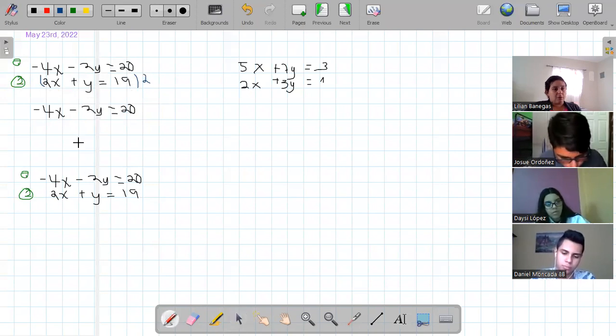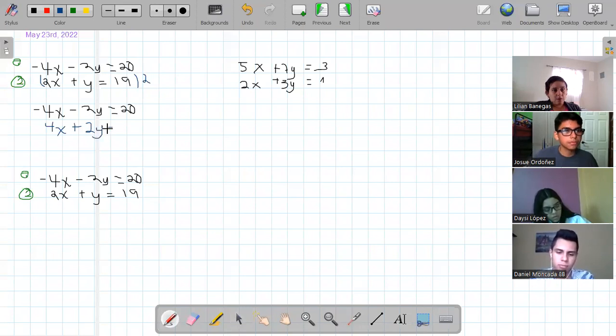Let's multiply the second one. 2x times 2 is 4x. Positive y times 2 is positive 2y. 19 times 2 is 38. I'm passing a line underneath it so we can simplify.